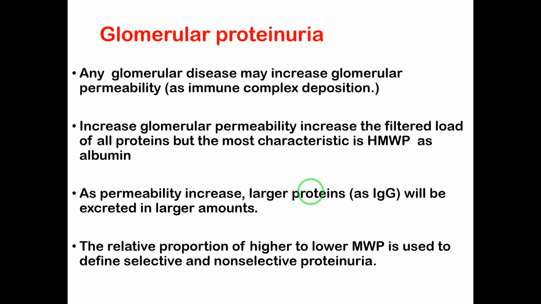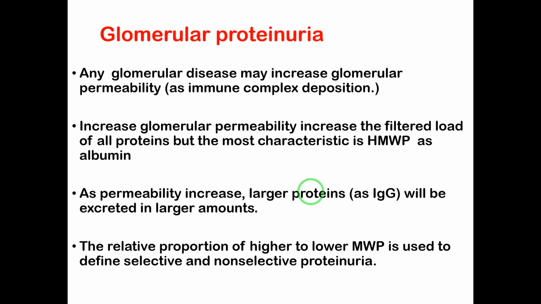stepwise increase in the size of the protein, starting from albumin and then to larger and larger proteins. For example, IgG, which is a very large protein, will pass at a later stage. One of the markers of the severity of glomerular proteinuria is the selectivity of the protein that can pass. So it starts from lower molecular weight protein, then increases to higher.